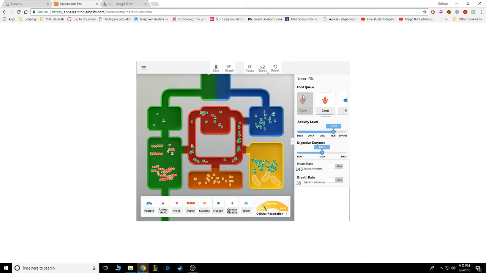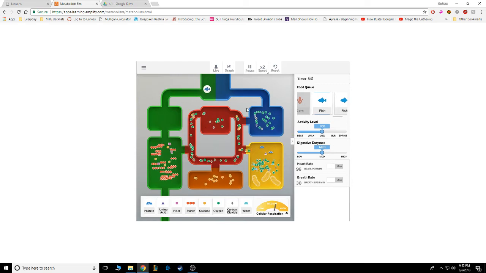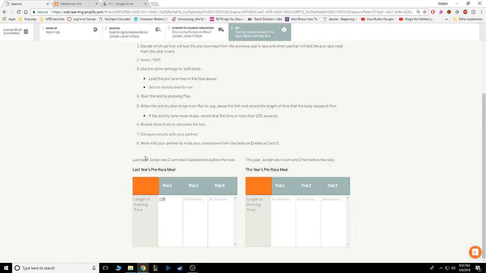We're starting to get there, and we can see that we're at about 50. And here's where our corn runs out. And there's our energy shortage. We began jogging. So as you can see, that one actually came on quite a bit quicker, which means that something was definitely helping him more from last year's pre-race than from this year's pre-race.